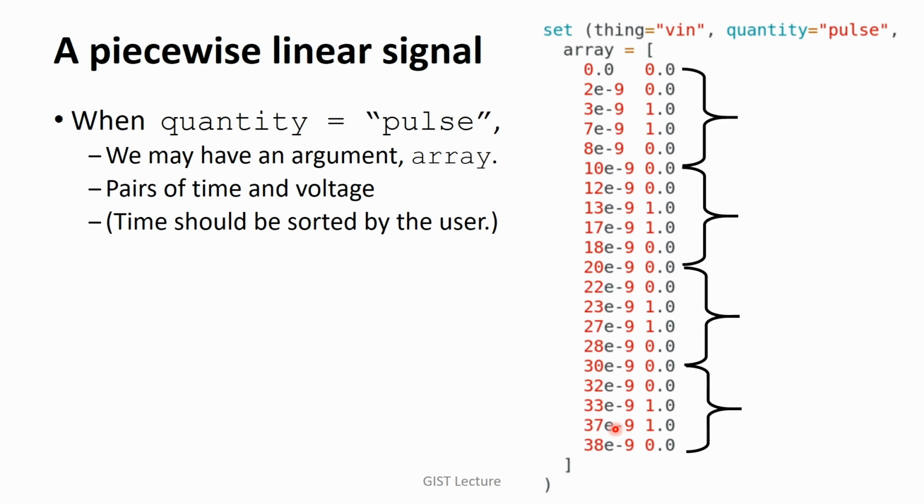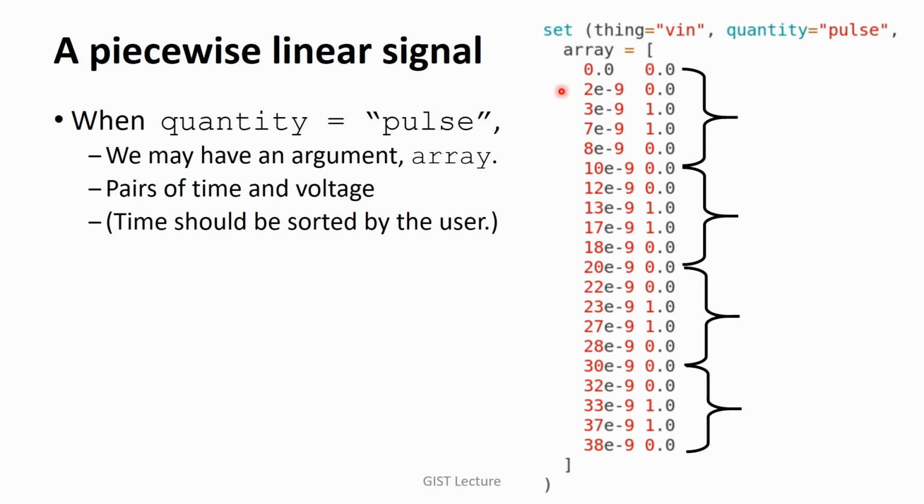In this case, the quantity should be pulse. Then a spec array is recognized. The array has several pairs of time and voltage. For example, the first pair 0, 0 represents that the voltage is 0 at time equal to 0.